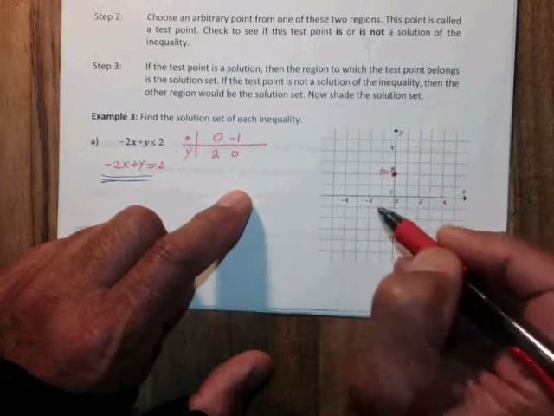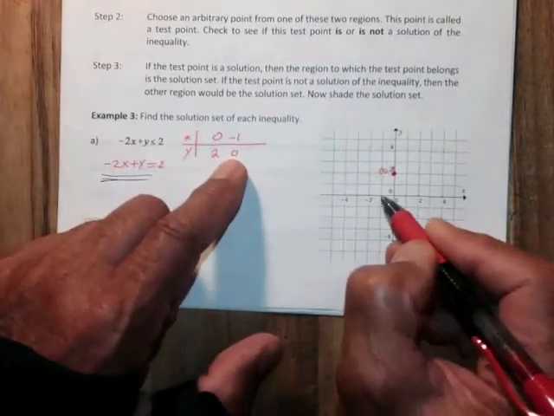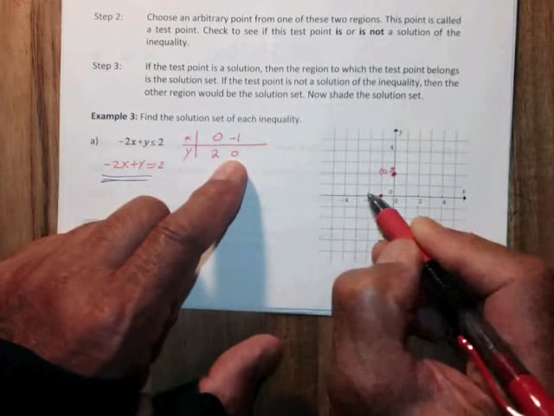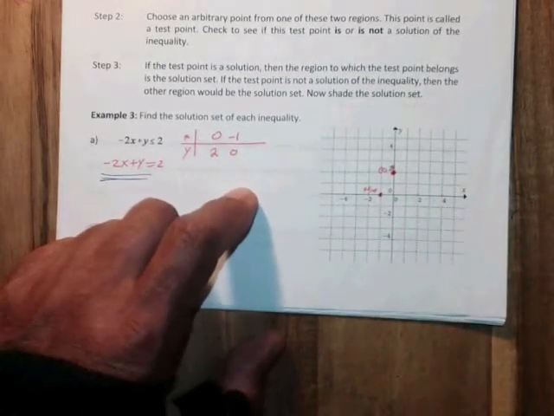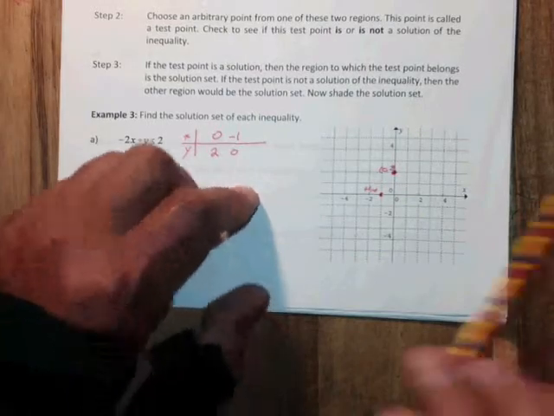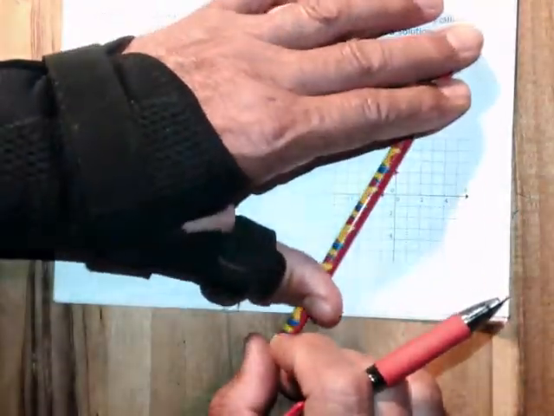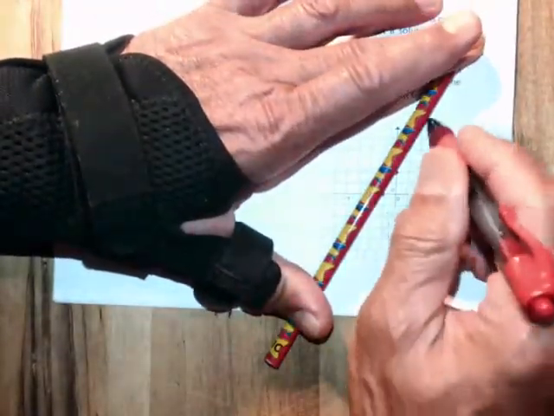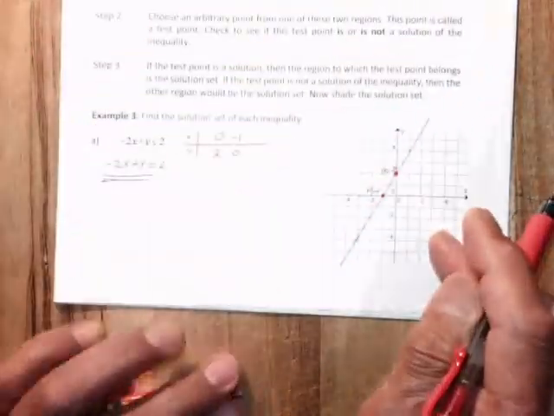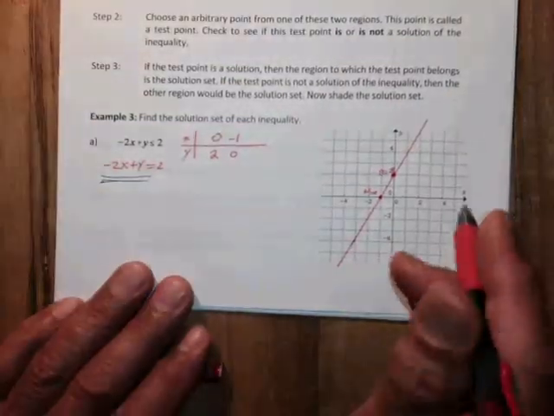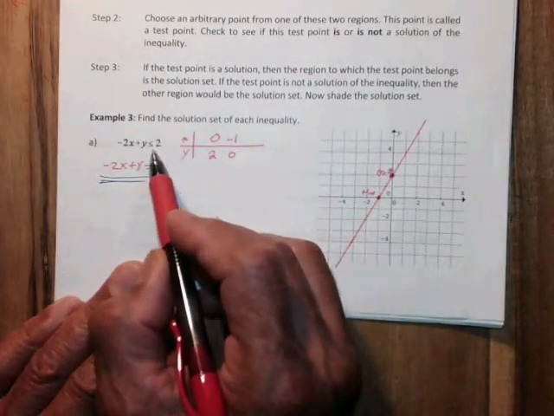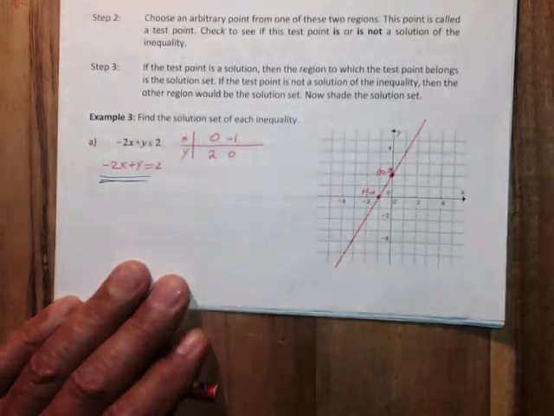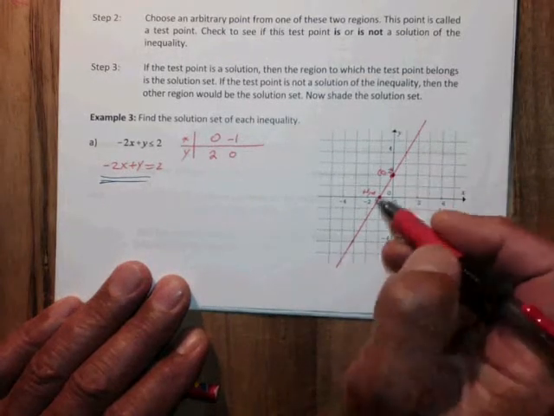0, 2. And then negative 1, 0 is right here. I know it's a straight line, so all you have to do is draw a line through those 2 points. Okay. And I drew it solid because in the original inequality you have equality, so the points on the line are part of the solution.